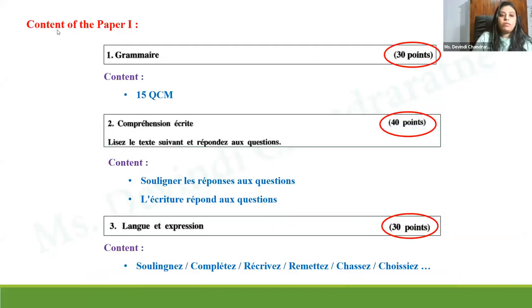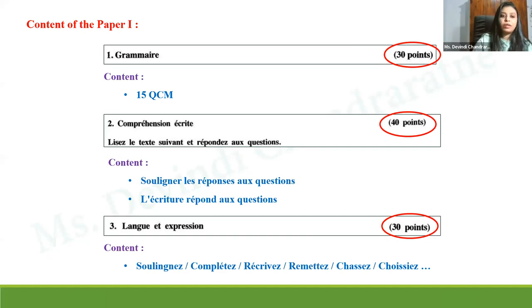When we talk about the content of paper one, I'm just going to brief the paper setting and then move on to the analysis, okay? So when it comes to the content of paper one, the first question is the grammar question, and that is allocated 30 marks, where you can easily grab these marks because you have only 15 MCQs there. And then the second question is a comprehension and writing question.